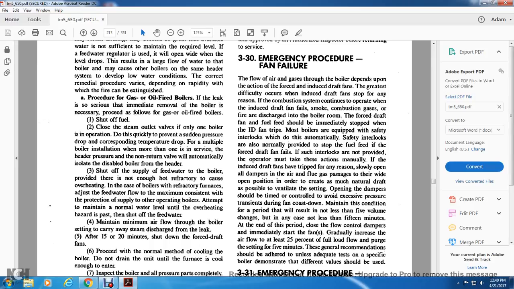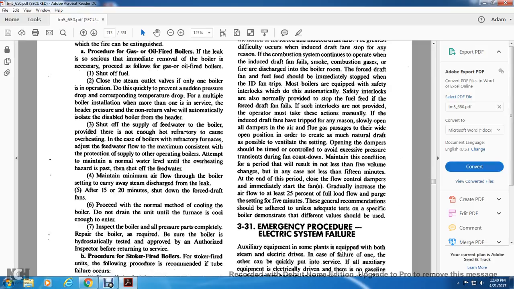Start the fan and gradually increase the flow to 25% of the full flow, purging the setting for 5 minutes. This general recommendation should be adhered to unless adequate tests are specified for the boiler to demonstrate that different values should be used.